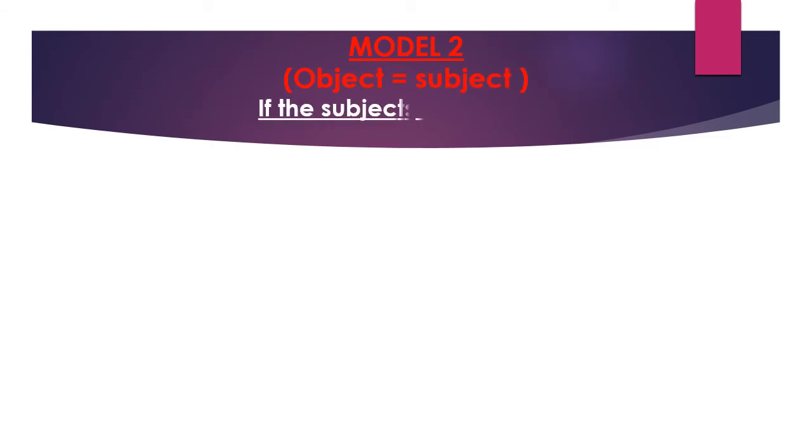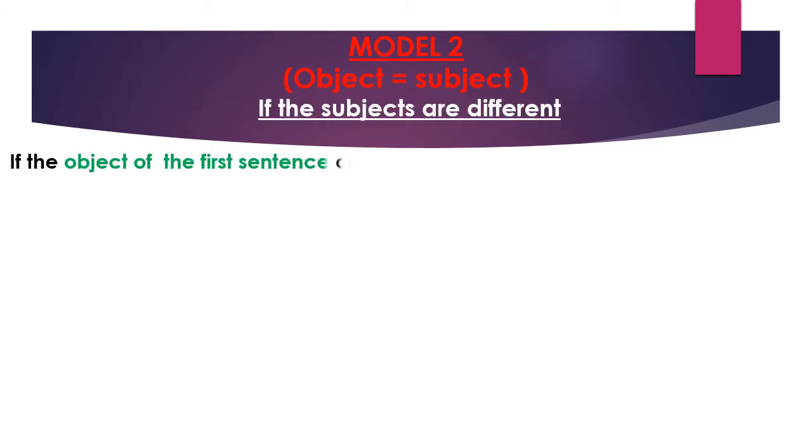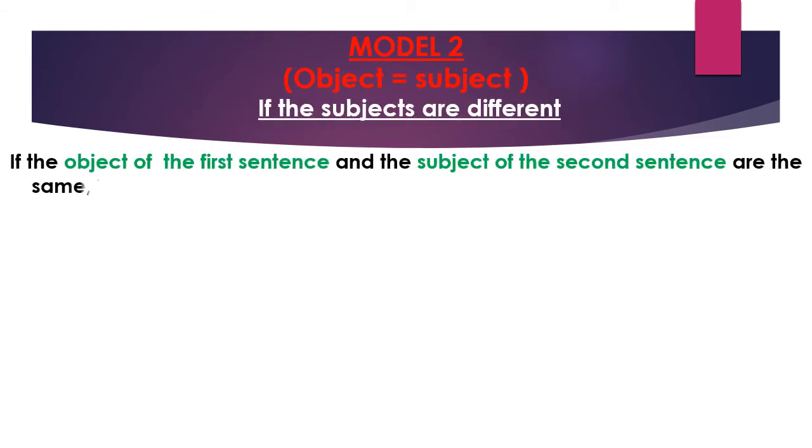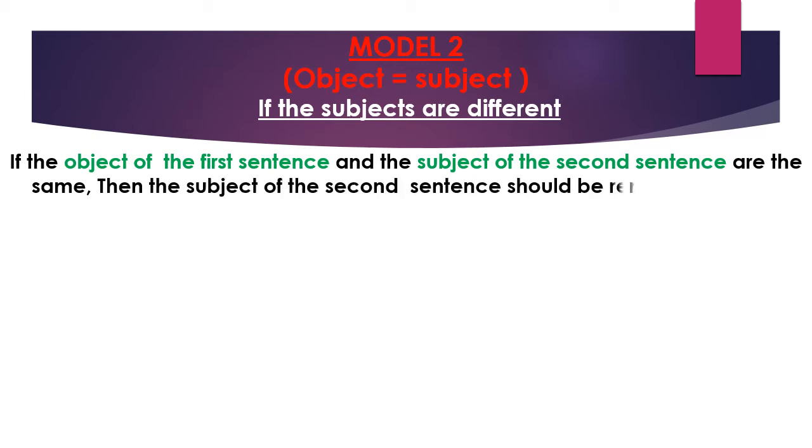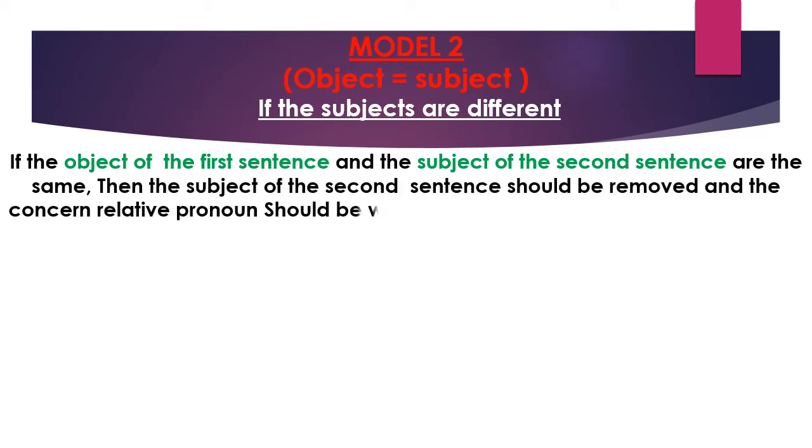Friends, now we move to the second model. This is the object subject model. Object is equivalent to subject. Model 2, object is equal to subject. If the subjects are different, if the object of the first sentence and the subject of the second sentence are the same, then the subject of the second sentence should be removed and the concerned relative pronoun should be written in place of the second subject.